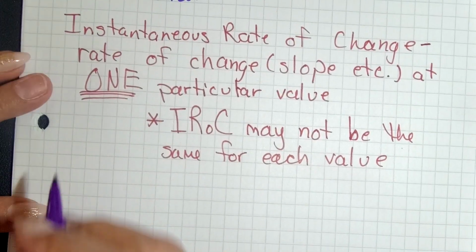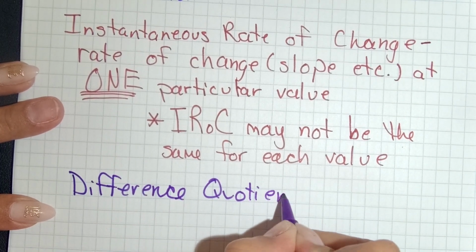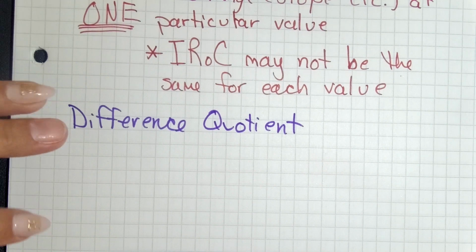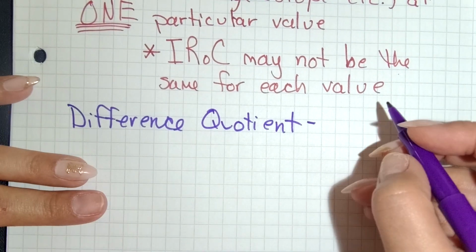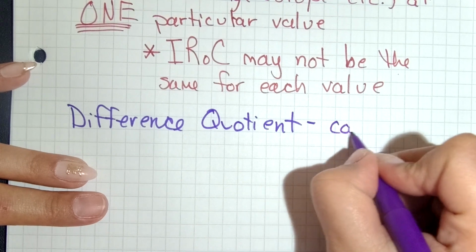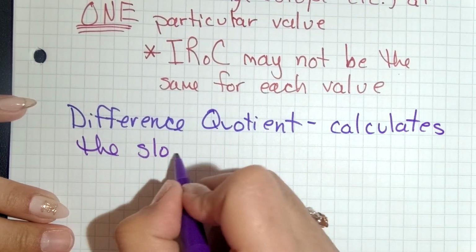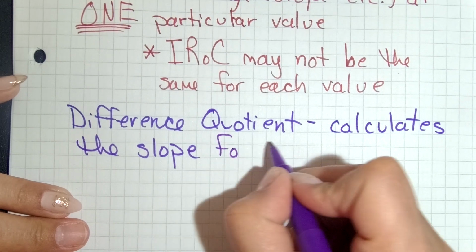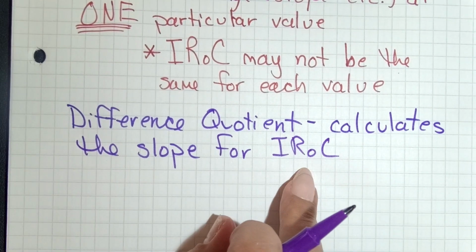Because of that, in calculus, we have something called the difference quotient. The difference quotient calculates the slope for instantaneous rate of change.